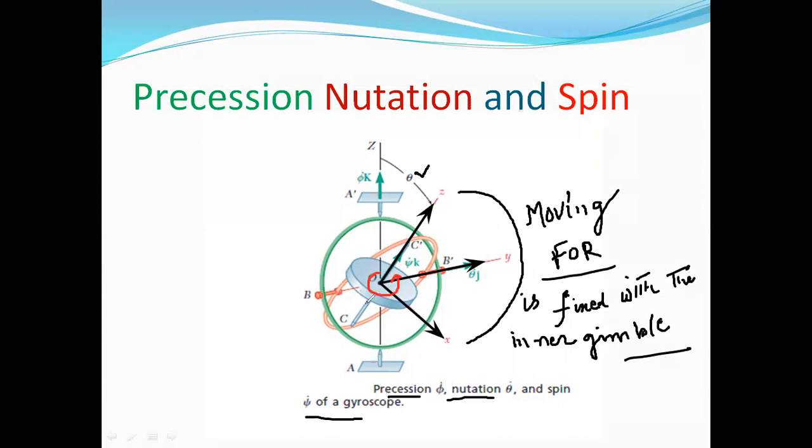As the disk is spinning about the small z-axis, the inner gimbal does not spin at all, because the inner gimbal is fixed here. It will not spin, but only the disk will spin.